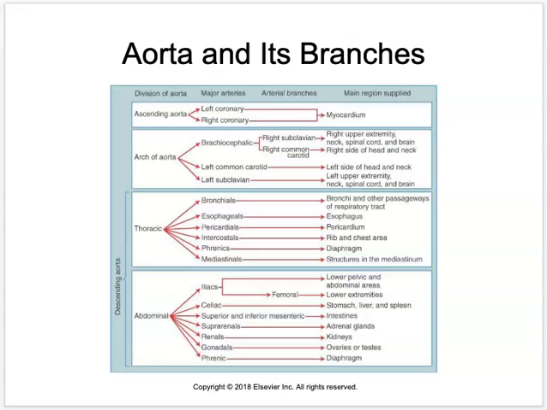So, for instance, branches of the ascending aorta supply blood to the heart muscle. Branches of the arch of the aorta supply the upper extremities, so the arm, neck, spinal cord, and brain. Branches of the thoracic aorta supply the chest. Branches of the abdominal aorta then supply the pelvis, lower abdomen, and lower extremities, as well as many of the internal organs. If you remember, those we call viscera.